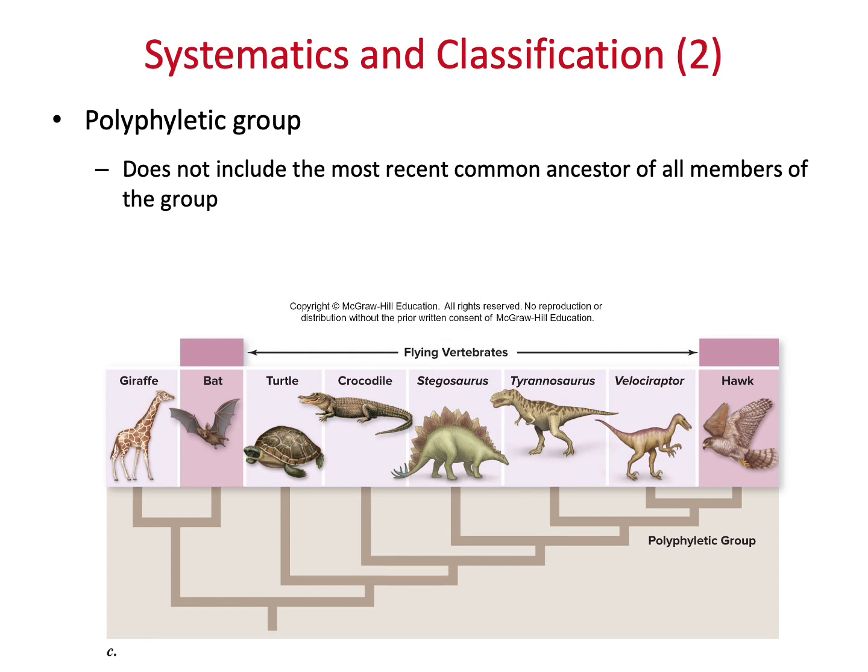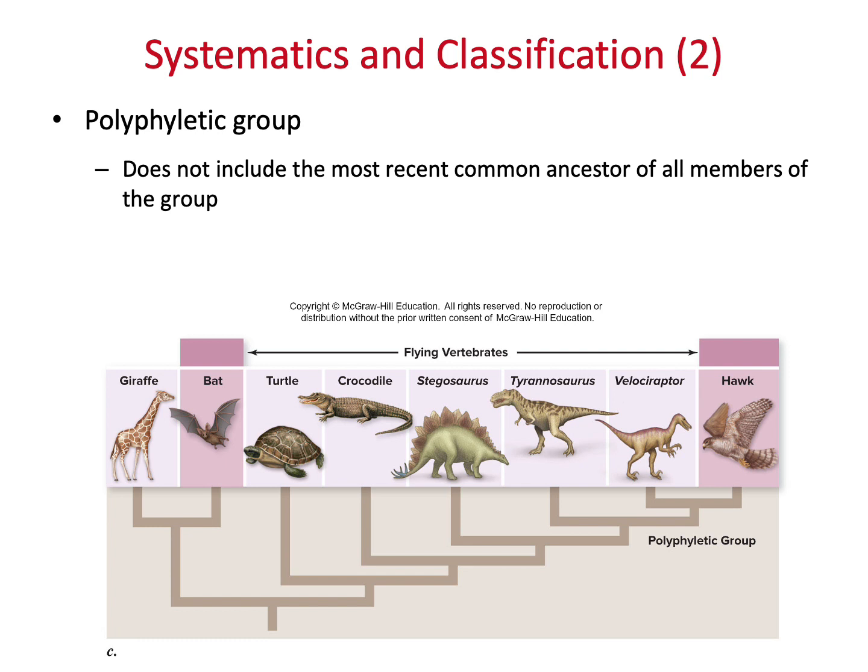So we also have a polyphyletic group. A polyphyletic group does not include the most recent common ancestor of all the members of the group. So here is a polyphyletic group, which is bat and hawk together. You can see a polyphyletic group.